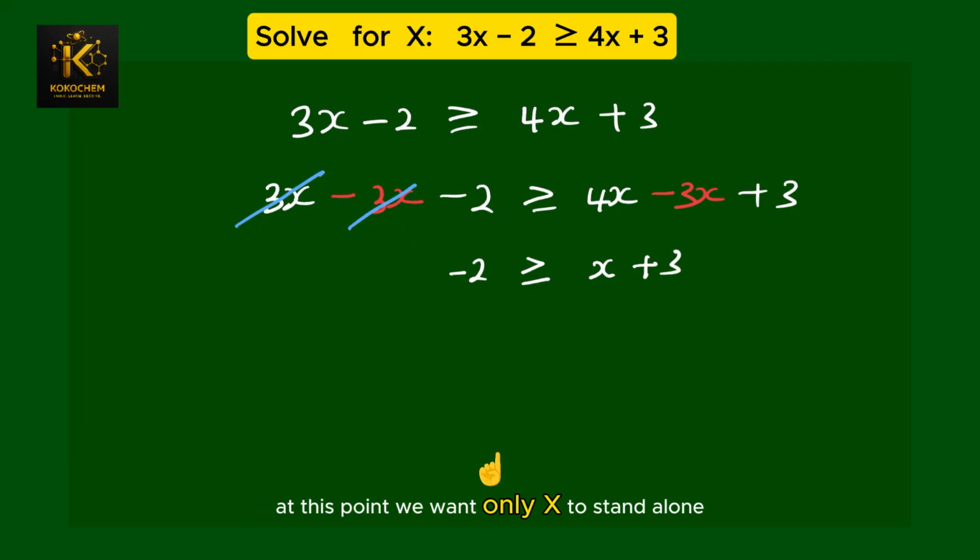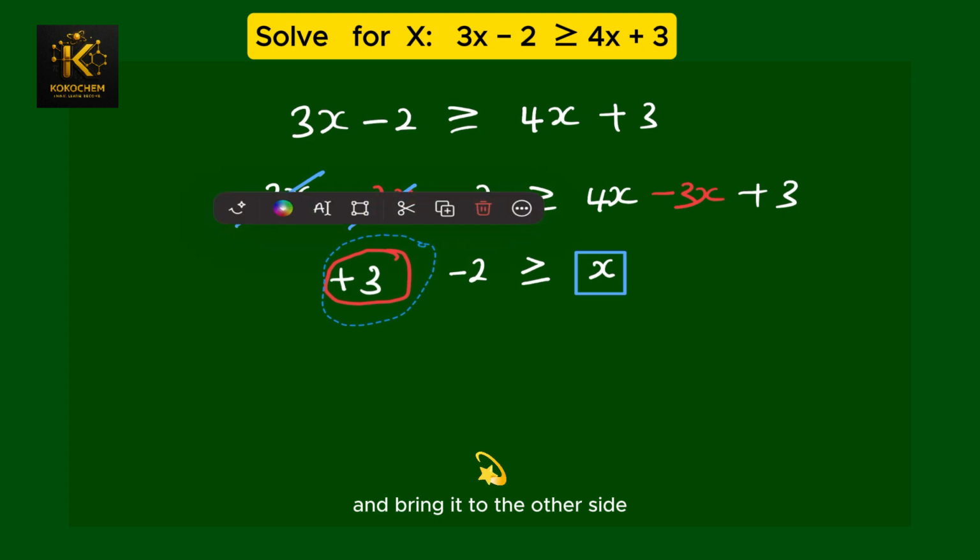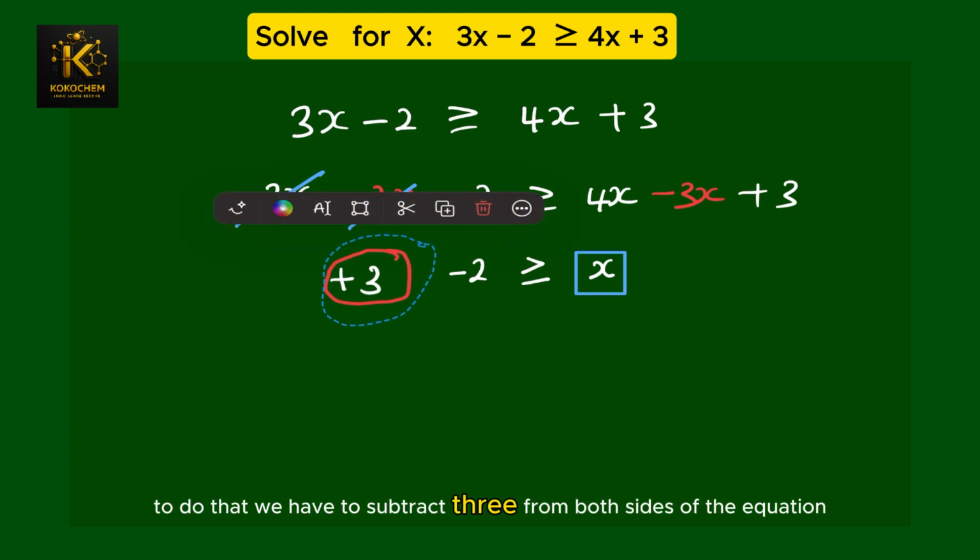At this point, we want only x to stand alone. How do we do that? To let x stand alone, we have to move plus 3 from the right hand side and bring it to the other side. That way, x will stand alone. To do that, we have to subtract 3 from both sides of the inequality.